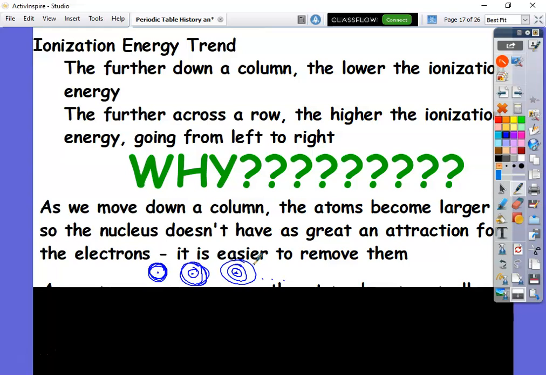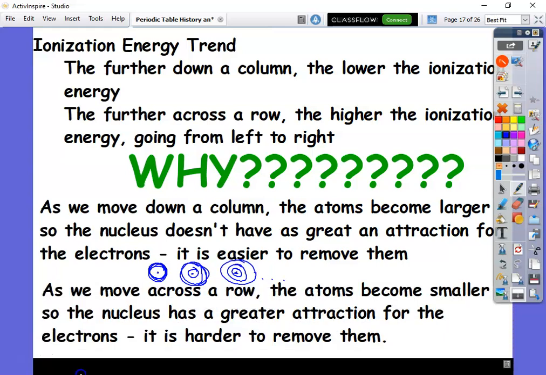So when you put that all together, we have bigger atoms as we go down, down, down, and the bigger our atoms are, that is due to more electron repulsion, and so the nucleus can't attract these electrons out here as tightly. So if they're not attracted well, you can remove them with less energy. It's easier to remove them.